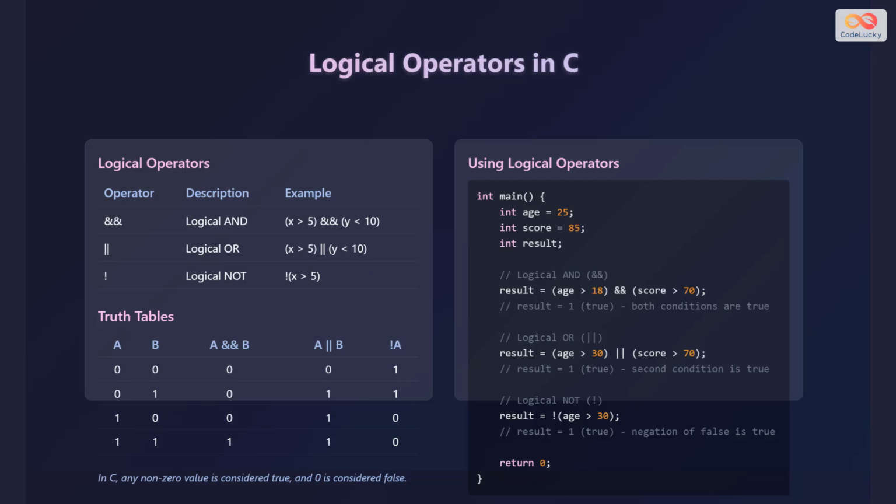As an example, consider age equals 25, and score equals 85. Age greater than 18 and score greater than 70 is true because both conditions are met. Age greater than 30 or score greater than 70 is true because the second condition is met. Not age greater than 30 is true because age greater than 30 is false and the NOT operator inverts it.